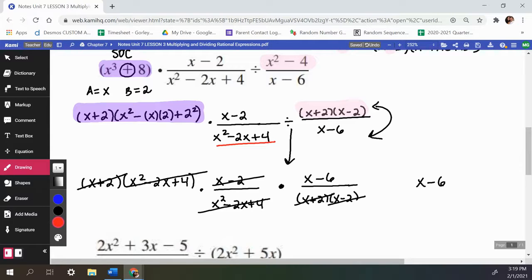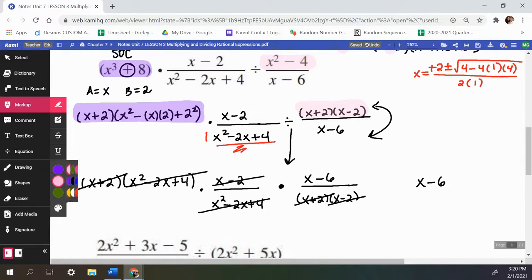That we already know is not factorable, so I'm going to go ahead and use the quadratic formula. X equals negative b, the opposite of b would be a positive 2, plus or minus the square root of b squared. Well, b is negative 2, so if I square that, I get 4, minus 4ac. A was 1, c was 4, all over 2a.